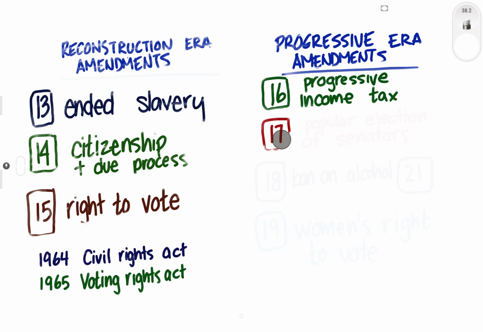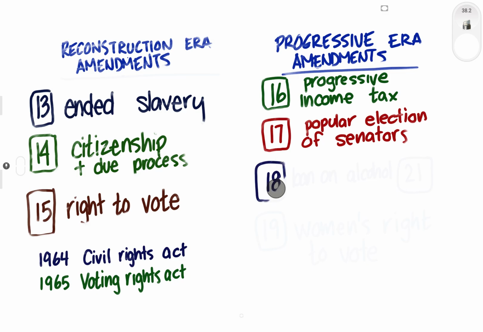Okay, number 17 is popular election of senators. Before this amendment, our state representatives chose our senators for us. But now we get to choose through elections.